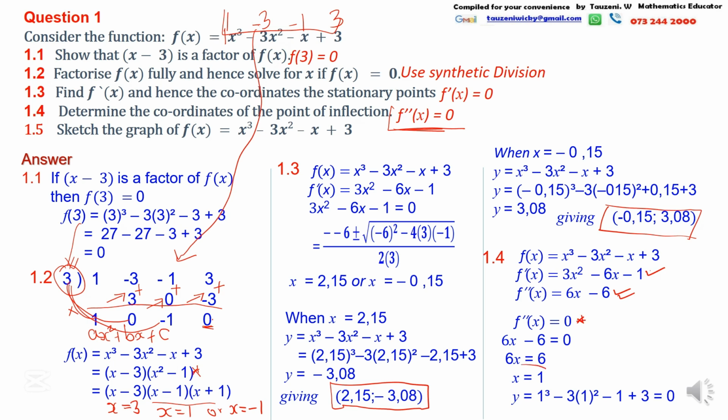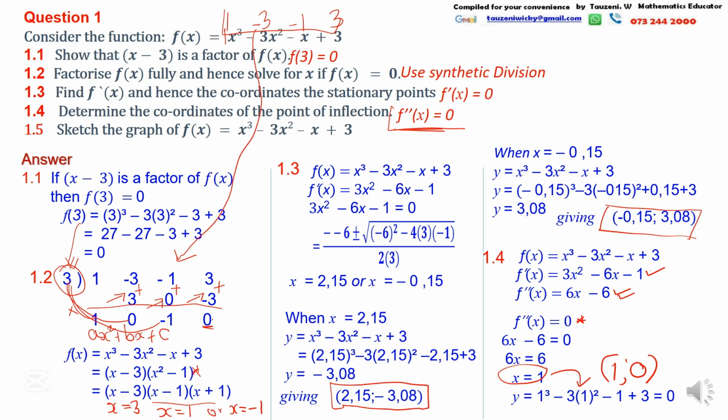That's how we get x is equal to 1. Then we substitute this value of x into the equation to get the value of y. So it means the coordinates of the point of inflection are 1 and 0 in brackets. These are the coordinates.